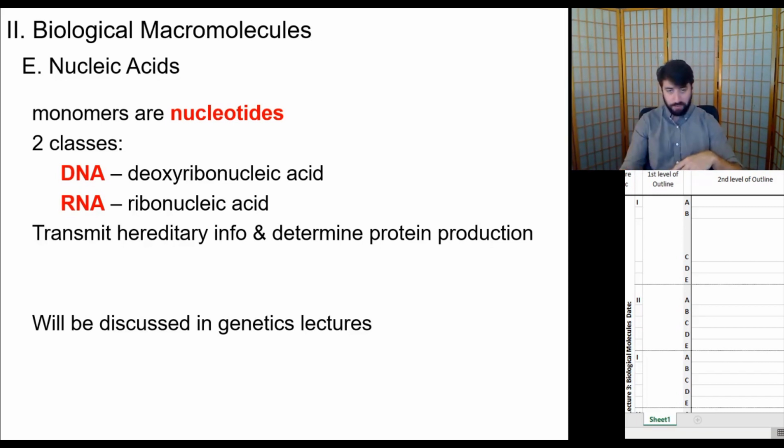You can have deoxyribonucleic acid, or you can have ribonucleic acid. Now, these are primarily involved in things like heredity, and they also determine what proteins get produced. But we're going to talk a lot more about these later on when we get to genetics. So don't sweat them too much right now, other than understand the monomers are nucleotides, and you can have either DNA or RNA, and they're generally involved in heredity and protein production later on. That's it.